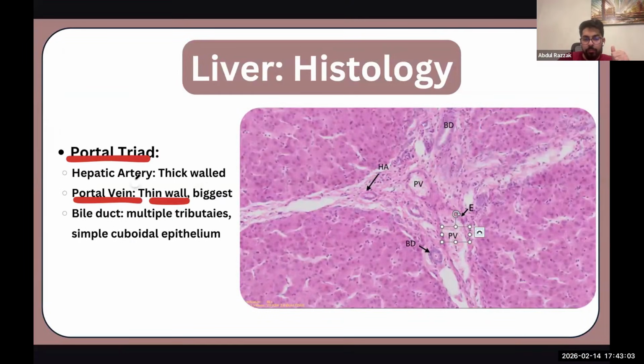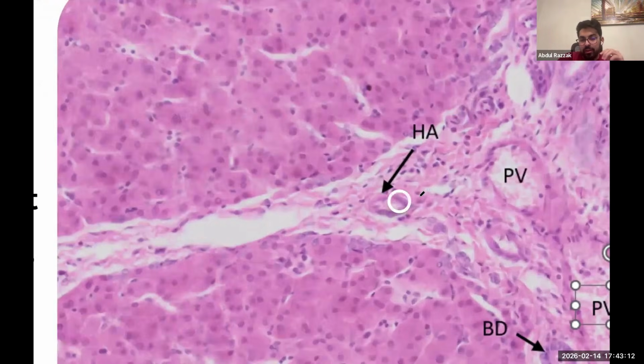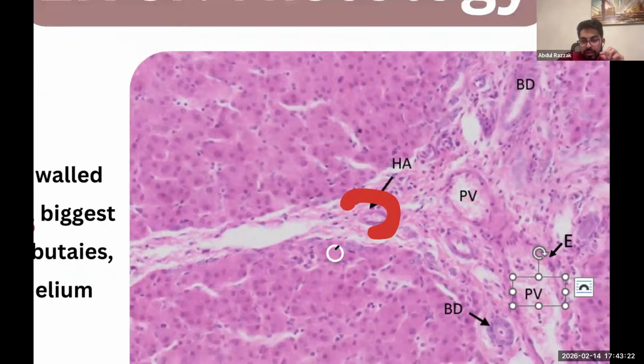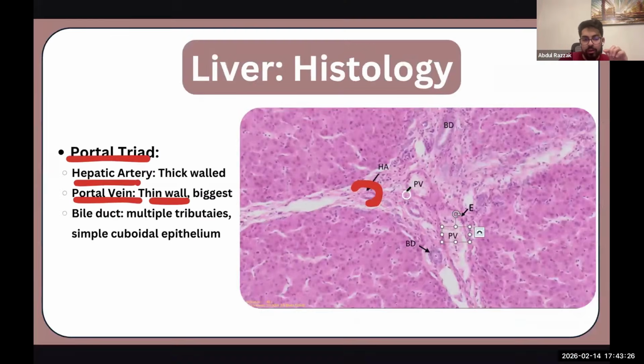The second member of the portal triad is the hepatic artery. It has squamous cells, however, it is thicker than the portal vein. You can easily tell that this hepatic artery is thicker; the wall thickness is much thicker than the portal vein. However, the cells are still squamous. They are still flat, okay? You still have flat nuclei.